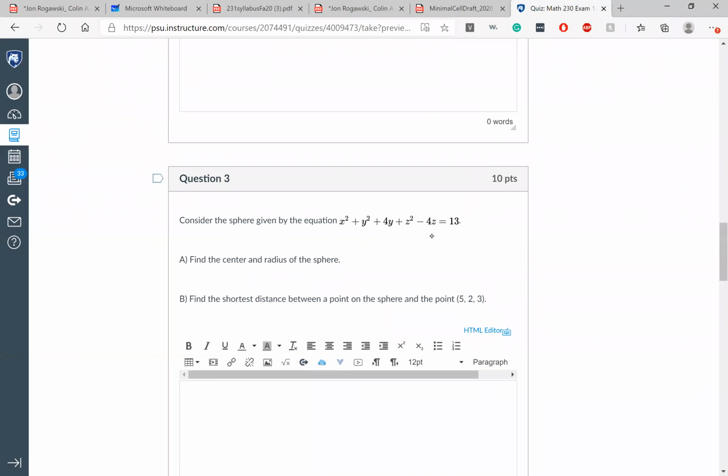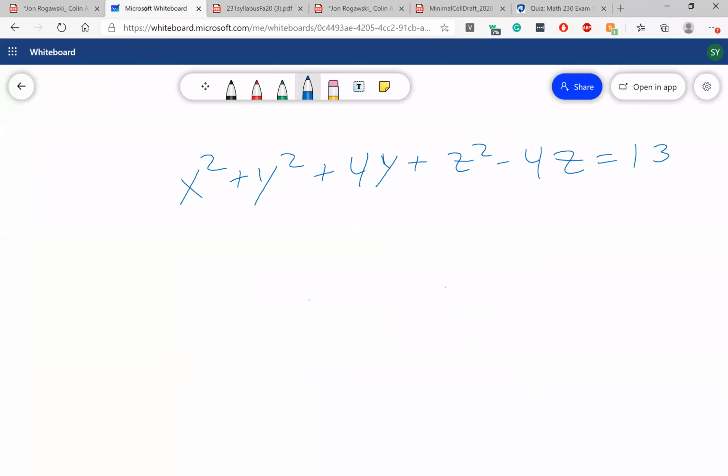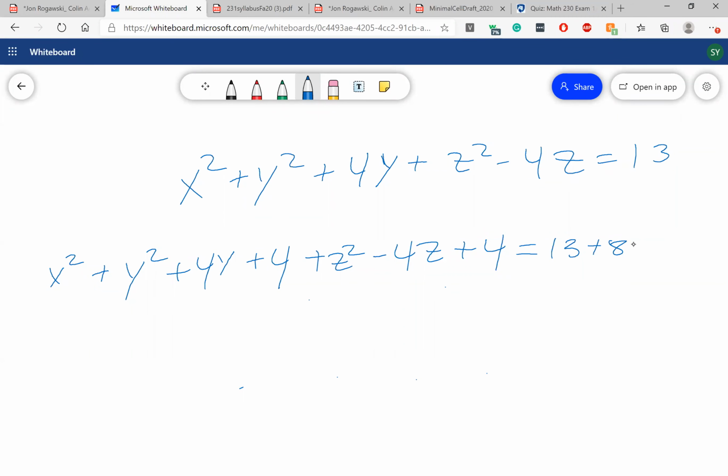Okay, so in order to find the equation of the sphere over here, we just need to complete the square. The x squared just stays the same. So you have x squared plus y squared plus 4y plus 4, plus z squared minus 4z plus 4, is equal to 13 plus 8, which is equal to 21. Any questions so far?